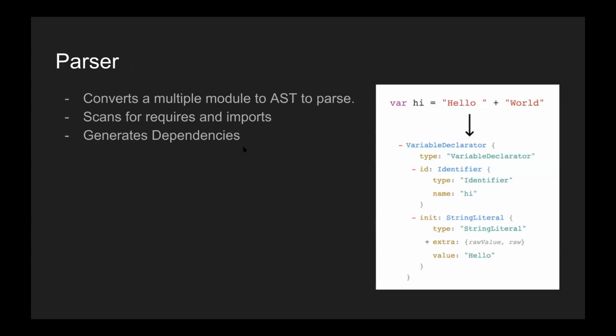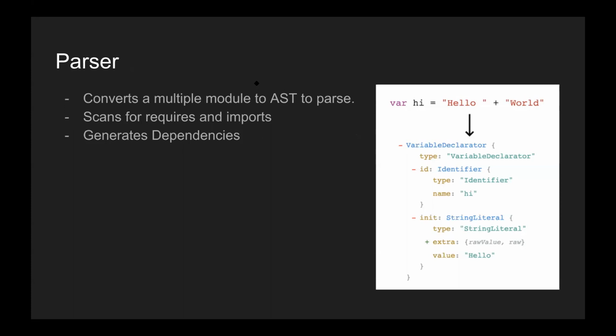Okay. So next comes the parser. I was telling you about the abstract syntax tree, right? Now it has created modules and it has also read the dependency tree. But now Webpack has a set of strings, so it can't understand the strings directly. So it needs a parser to understand them. So this parser converts those modules into an abstract syntax tree.